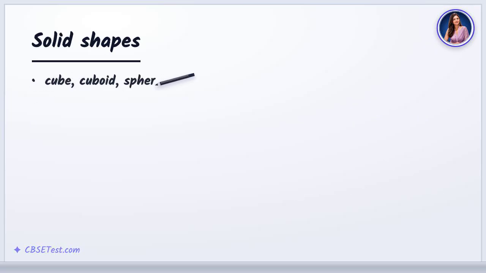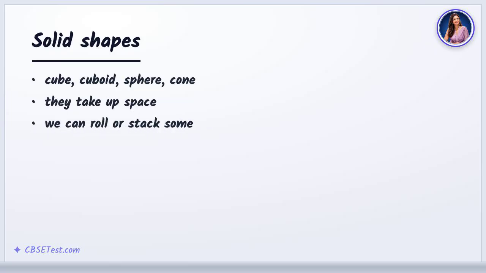Solid shapes take up space: cubes, cuboids, spheres, and cones. Some roll like a sphere, some stack like a cube.